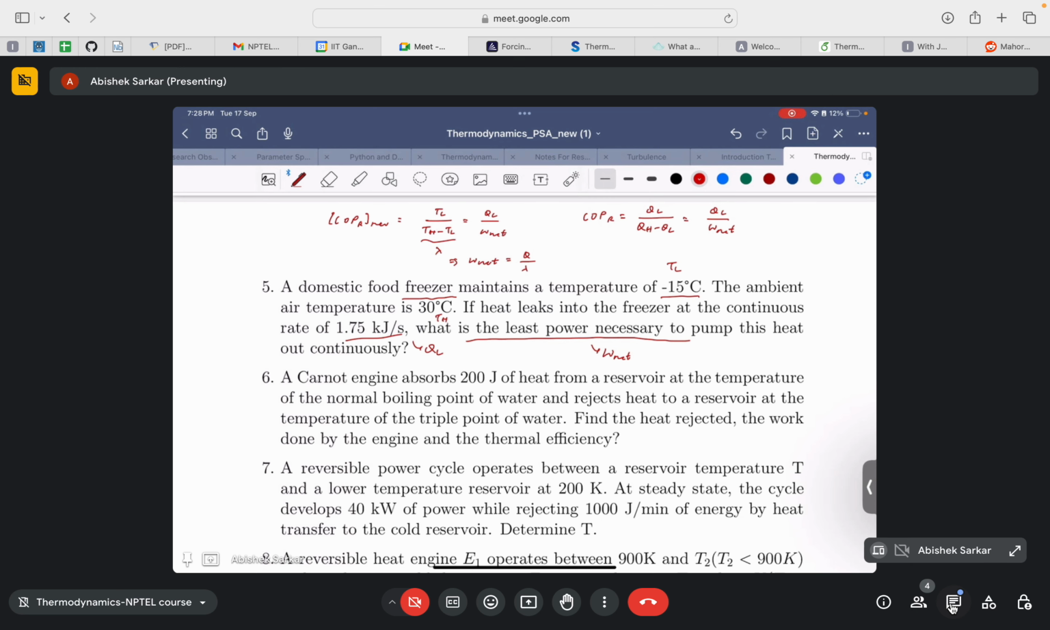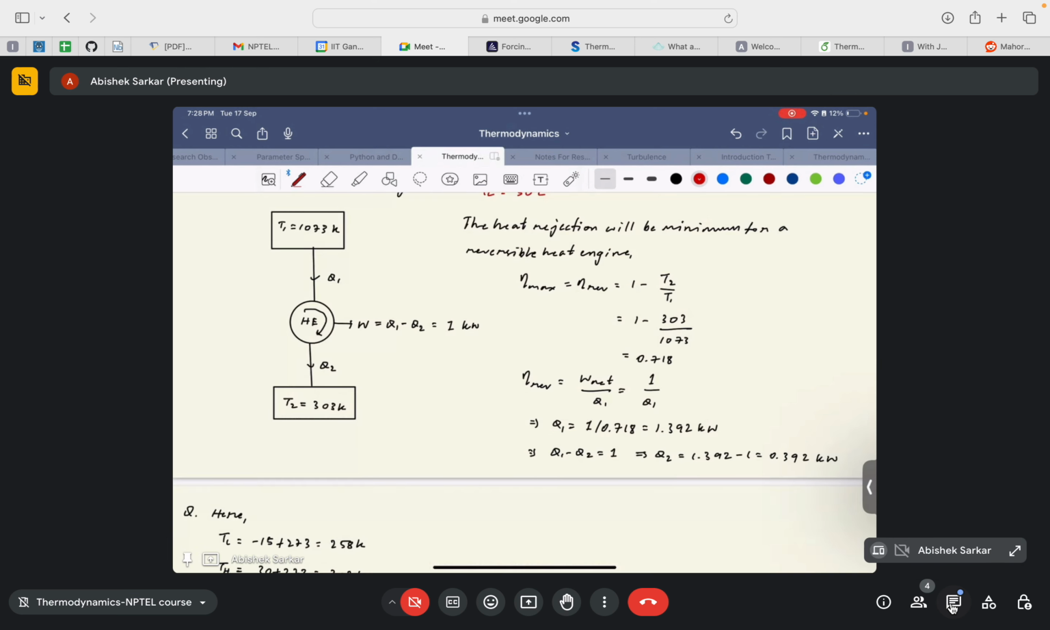So TL would be 258 and TH 303, difference 45. So yes, 5.73. Correct. COP is 5.73. Now we just need to find W net. QL is also given. Yes, exactly. That's correct. 0.3054 is correct.